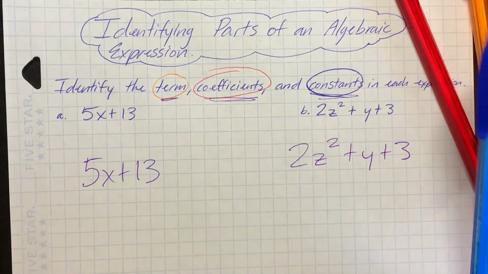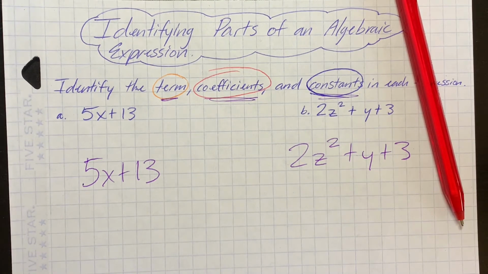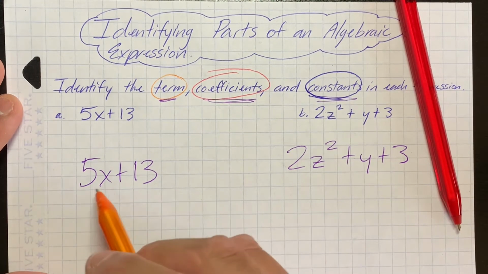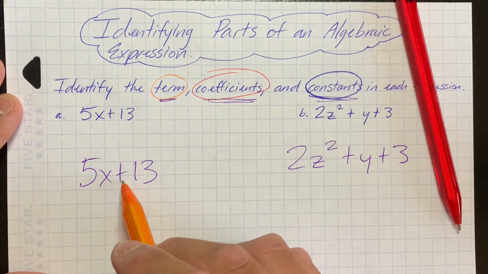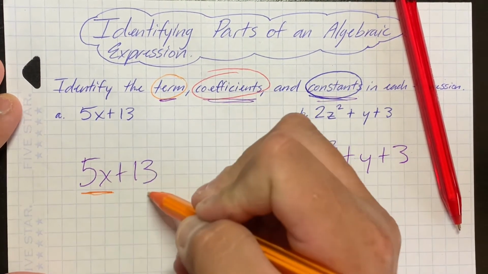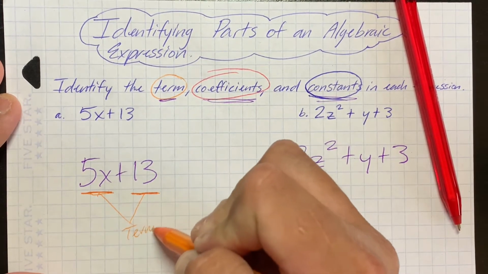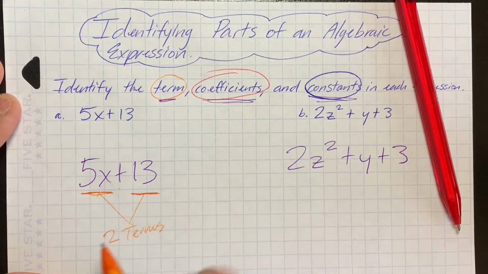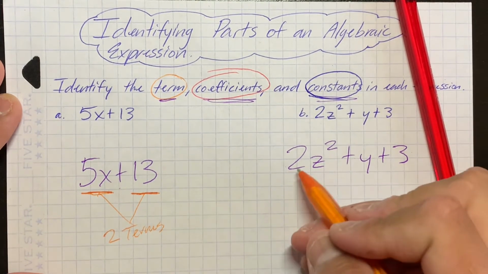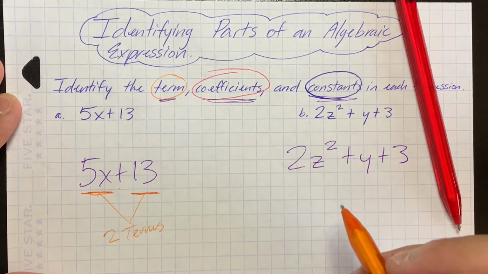All right, so let's find the terms. Now remember, the terms are separated by an addition symbol or a subtraction symbol. So if you look at 5x plus 13, the 5x and 13 are separated by the addition symbol. So 5x is a term and 13 is a term. So these, my friends, are called terms, separated by the addition symbol. On the other side, so there are two terms, by the way, but on the other side you have 2z squared plus y plus 3. Again, the addition symbols separate the terms.